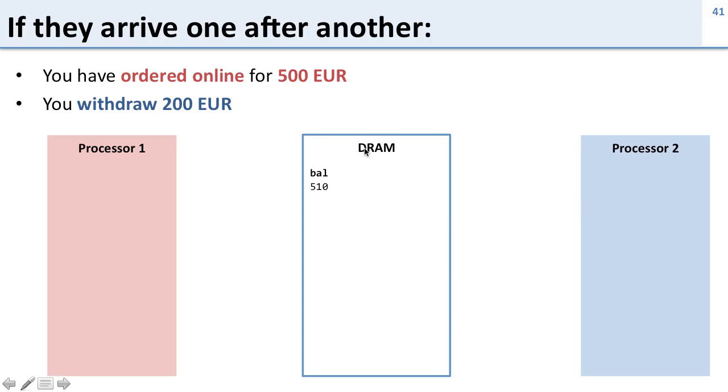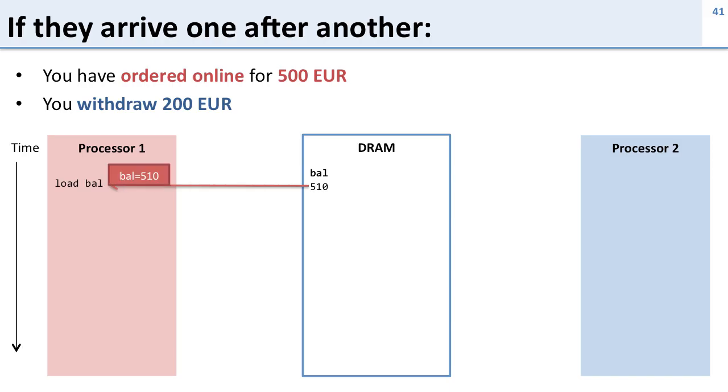And now we're looking at the bank's computer. So now this is the DRAM. This is the memory of the computer. We have one variable in it, balance, which has a value of 510. Here we have time. So time is going down on the axis here. And we're going to start off, and processor 1 is going to load the balance. So we take that balance, load it to processor 1. It's 510. Then it's going to check if the balance is greater than 500.